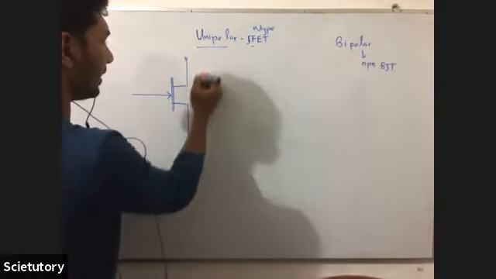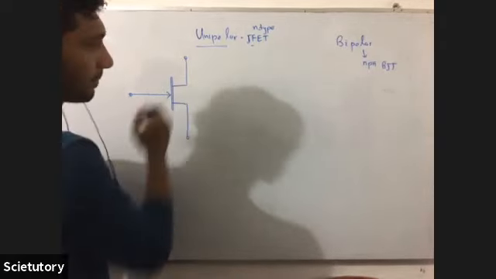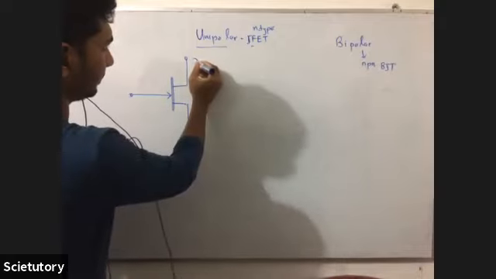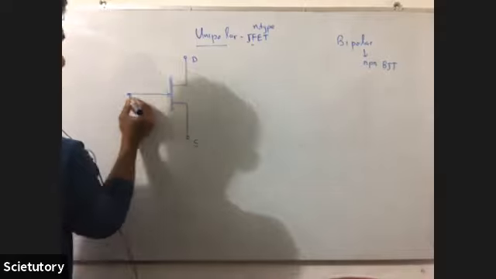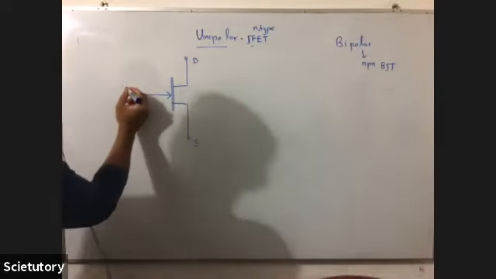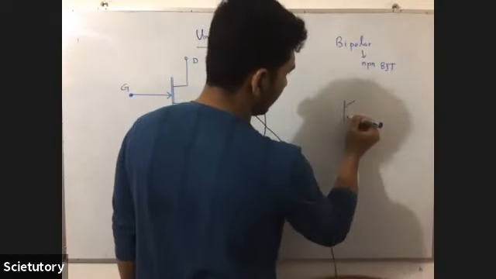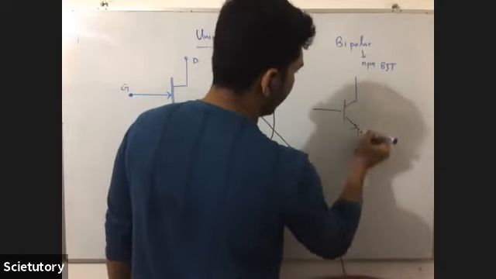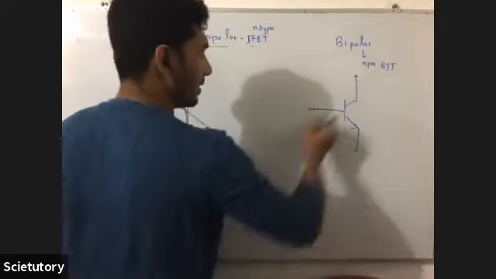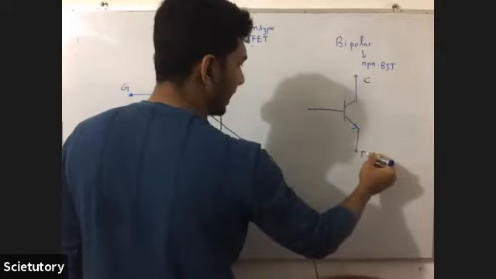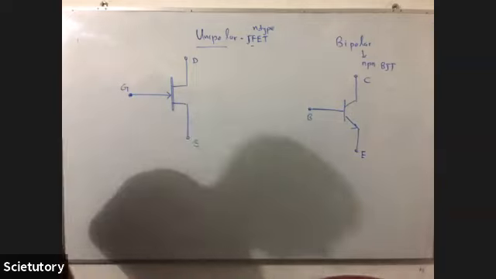So what is this terminal, and what is this terminal? This is drain. This is source. This is what? Gate. For NPN BJT, this is the circuit diagram. It also has 3 terminals. This one is collector, this one is emitter, this one is the base. Okay, let's read the statements.